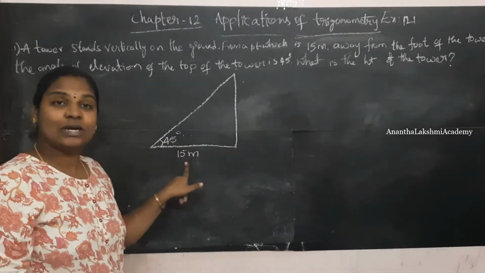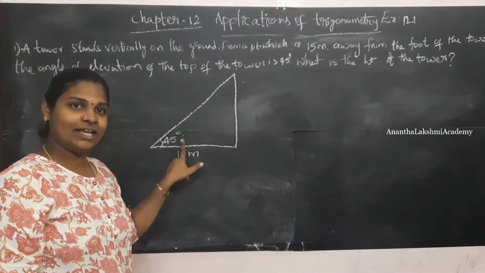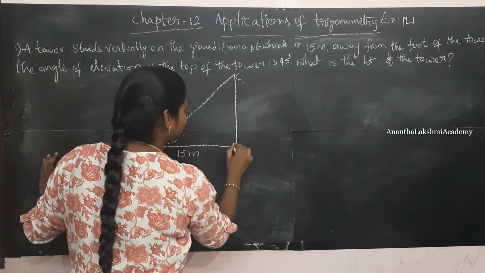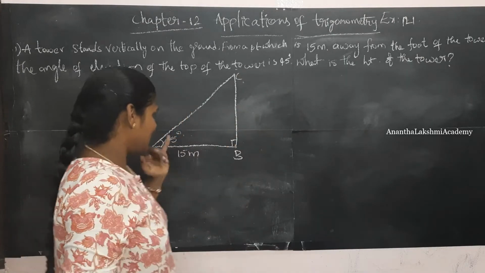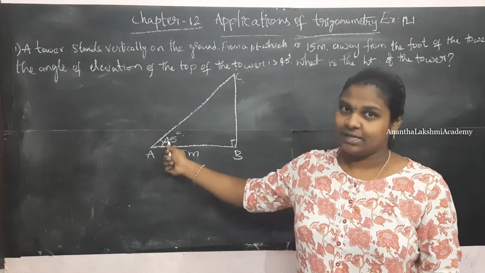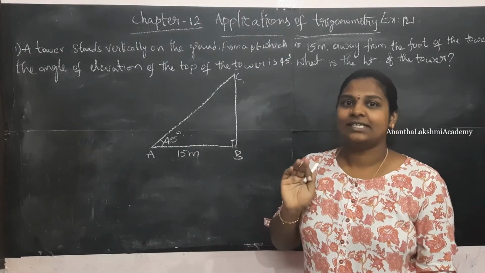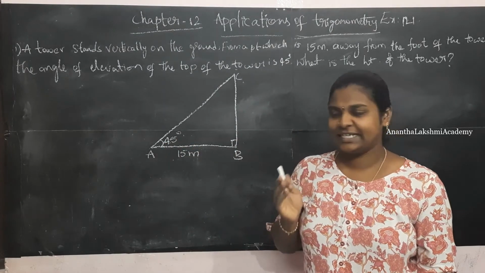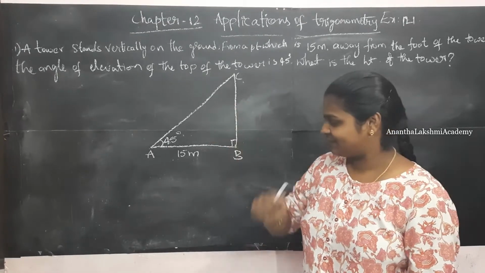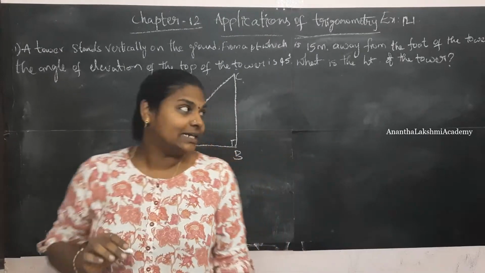You know one side and you know the angle. Now it's our turn to name the triangle and draw the right angle. You know the adjacent side of the triangle and you know the angle. We know the trigonometric ratios: sine, cos, tan, cosecant, secant and cot. Can't we figure out the height of the tower? Yes, we can. So let's get started.